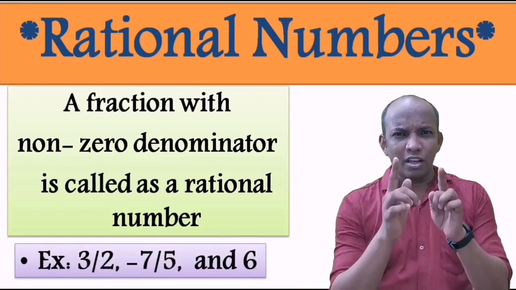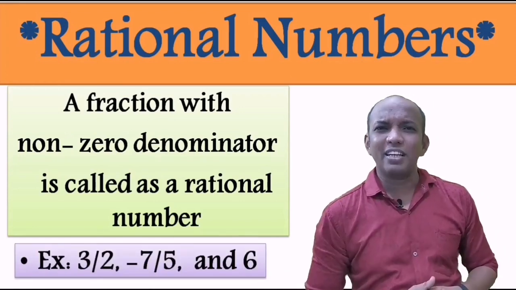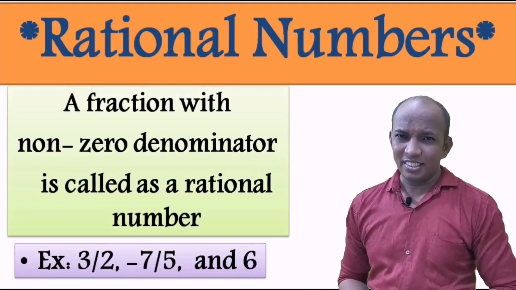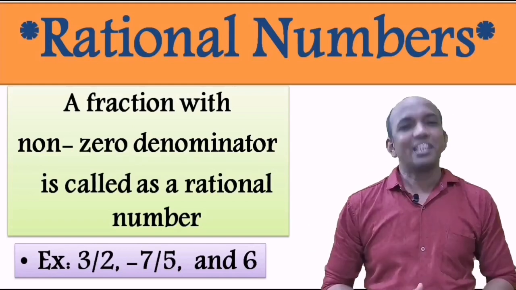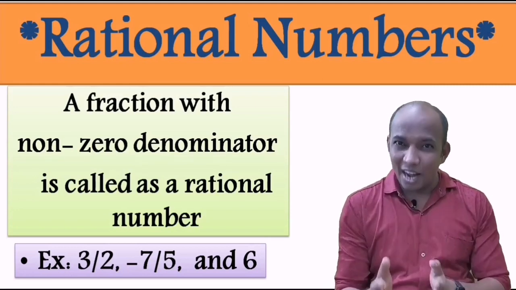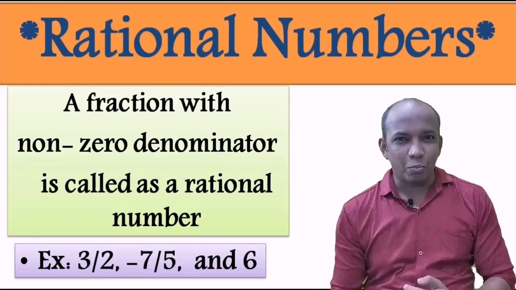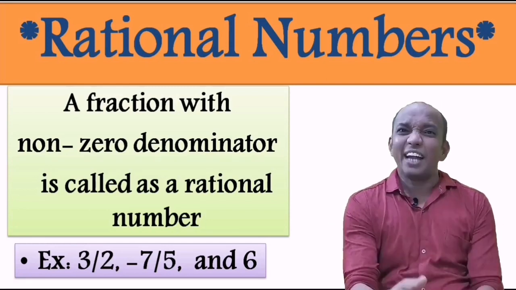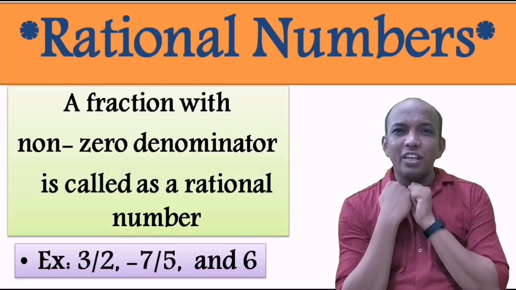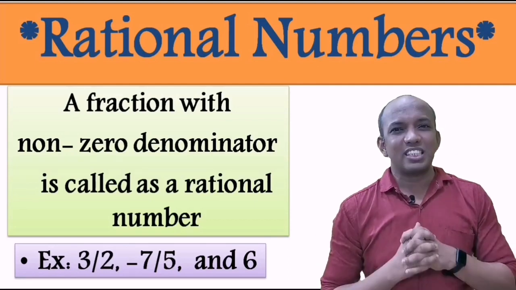Among these examples, can you see that the third one is nothing but a single number given to you? Is it a fraction? Can you guess? Yes, it's a fraction. Any number can be written with 1 as the denominator. So considering this, 6 can be written as 6 upon 1 and it's a fraction, and that makes it a rational number. Isn't it nice? Okay, now let's move on with the first operation related to rational numbers.